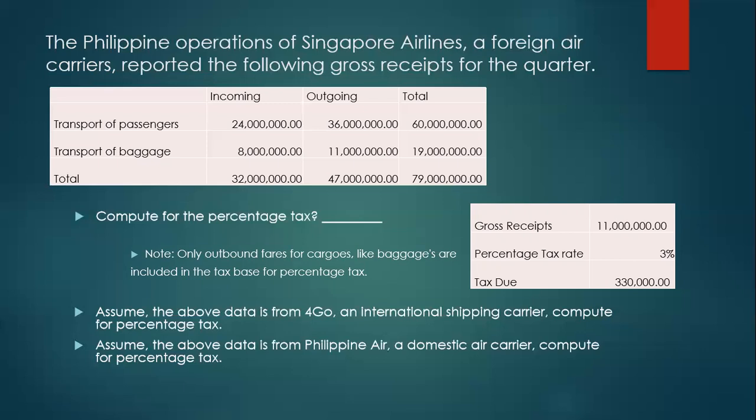Okay? Assume the above data is for an international shipping carrier. Compute the percentage tax. The answer is still the same, 330,000. Why, sir? Because again, paragraph B of Section 118 provides that international shipping carriers doing business in the Philippines, on the gross receipts derived from transport of cargo from the Philippines to another country, is subject to 3% tax. So same rule, cargo, which is the baggage, and from the Philippines to outside of the country, which is the outgoing. So 11 million times 3%.